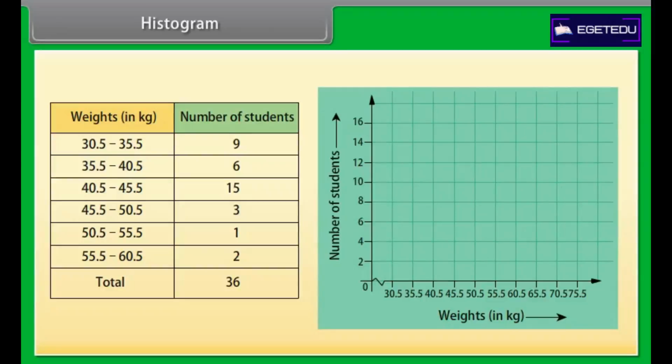Also, since the first class interval is starting from 30.5 and not 0, we show it on the graph by marking a break on the axis. Let us now draw the rectangle for the class interval 30.5 to 35.5 of length 9 cm. Similarly, we draw the other rectangles. This is called a histogram.